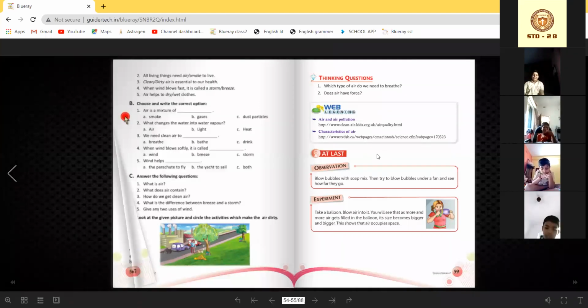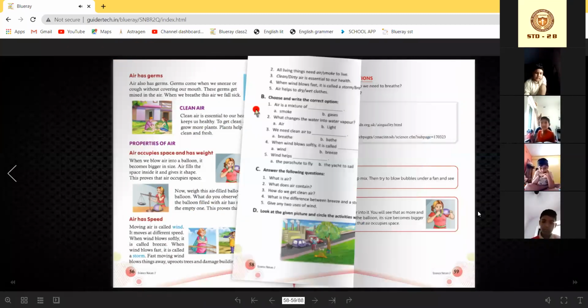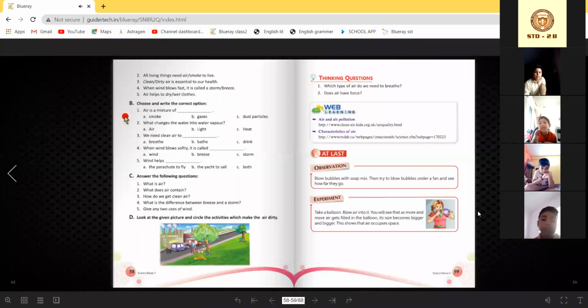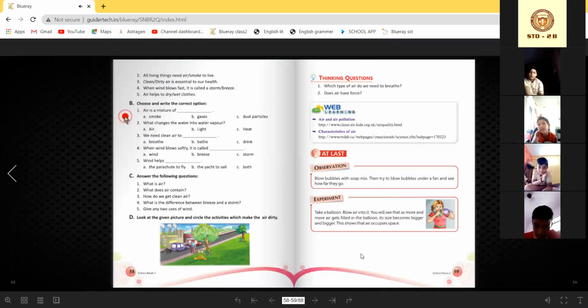Okay, now see the thinking question. Now look at the second part and let me tell you what is air, what does air contain. The answer to this question you will get in the study material. Now let's discuss the thinking question.